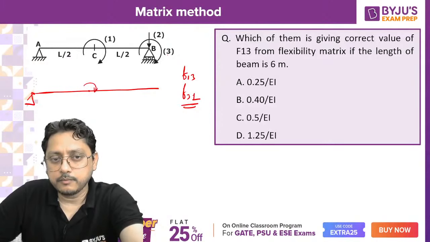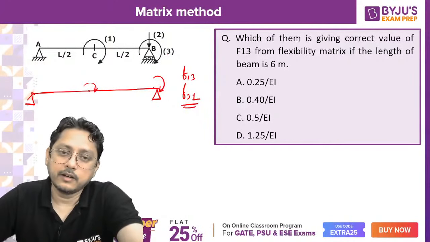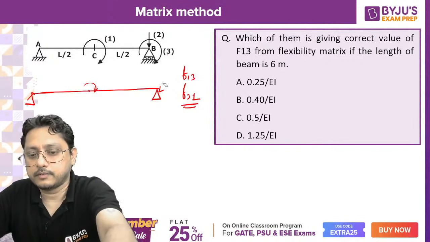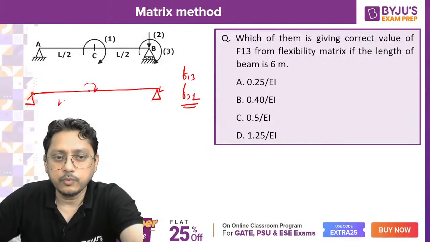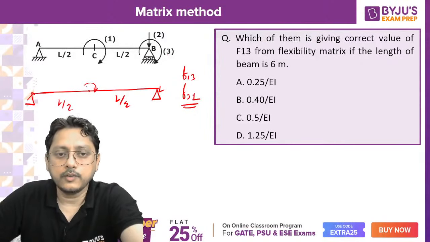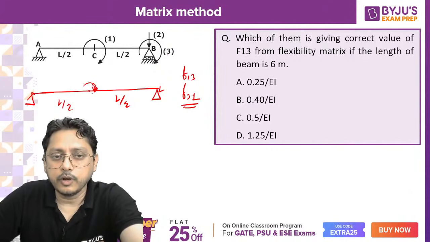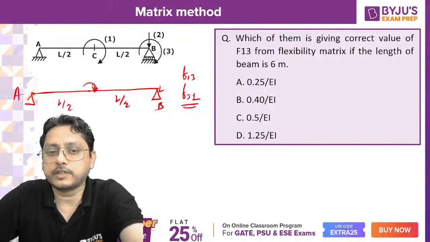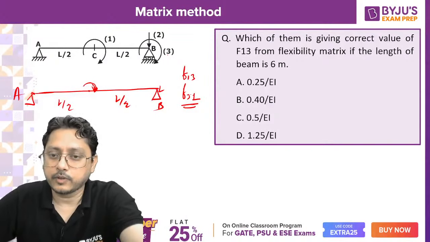the unit moment at 1, and then find out what is the rotation at third one. That can be done. What is the theta at third? Suppose this is L by 2 and this is also L by 2. If I'm providing a unit moment here, what is the theta which is going to generate at B? That is what I am more interested in here. Once I get the F31, I'll say that F13 and F31 are the same, no? As per Maxwell reciprocal theorem, I can say that F13 equals F31.